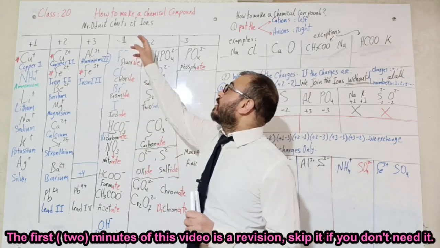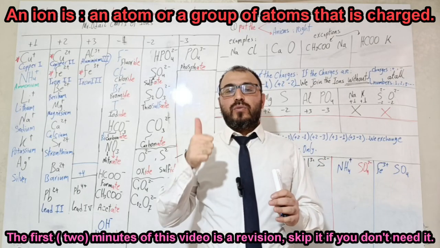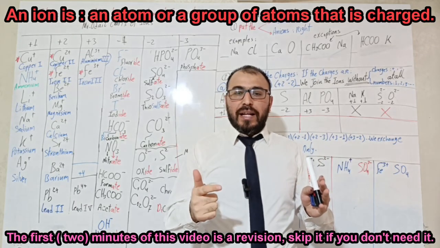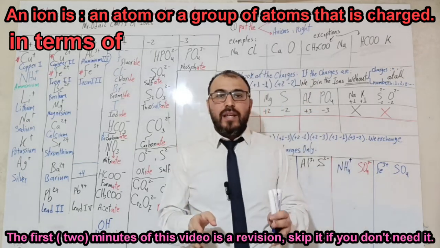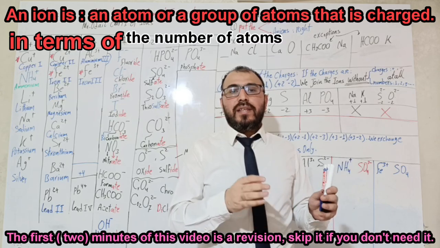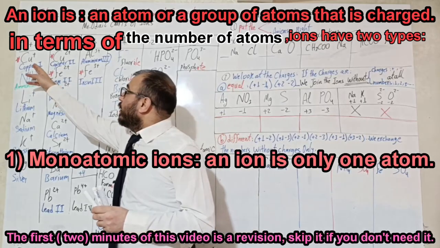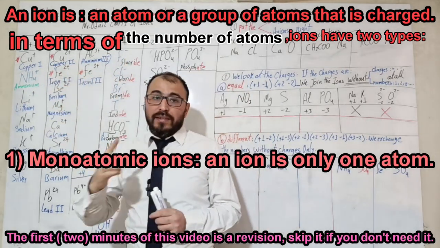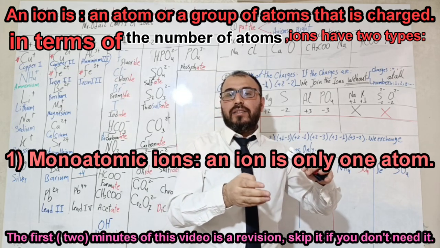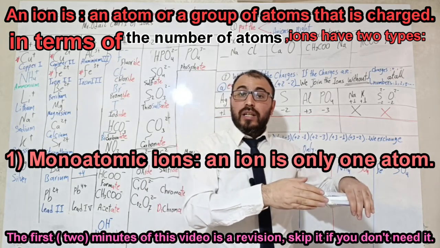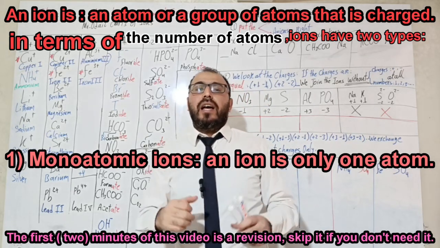Well, my friends, we started with defining the ion, and we defined the ion as one atom or a group of atoms that has a charge. Then we said that in terms of the number of atoms, ions have two types. The first type is called the monoatomic ions. A monoatomic ion is one atom that has either lost one or more electrons to become a cation, or a positive ion, or gained one or more electrons to become a negative ion, which we called an anion.